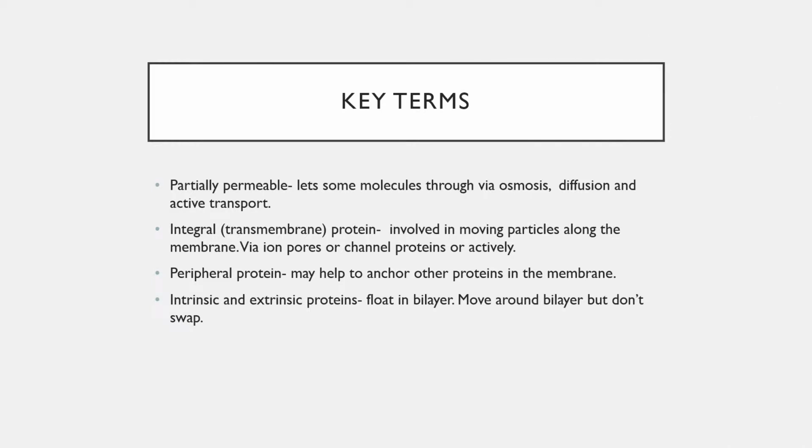Key terms. Partially permeable means that it lets some molecules through via processes such as osmosis, diffusion, and active transport. Integral or transmembrane protein: it's involved in moving particles along the membrane via ion pores or channel proteins or actively. Peripheral protein: this may help to anchor other proteins in the membrane. Intrinsic and extrinsic proteins float in the bilayer. They move around the bilayer but don't swap in between the layers.